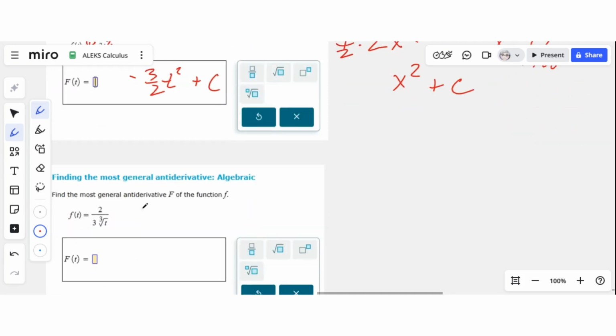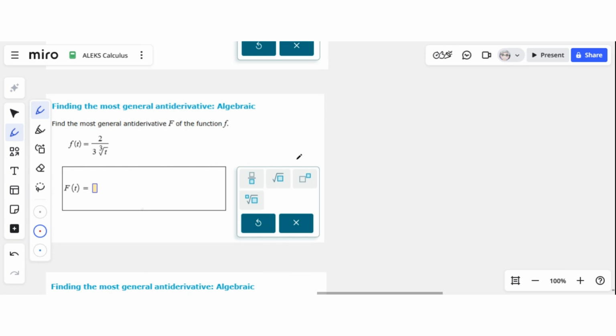Let's try another one. This looks a little more complicated. I think I'm going to rewrite this as 2/3 times t to the -1/3. That's the cube root of t down there. It's on the bottom of the fraction, so that gives us the -1/3 power. This is going to be a little easier to apply our sort of reverse power rule to.